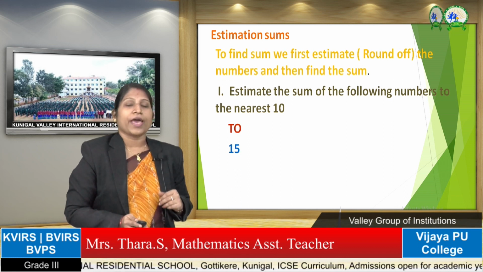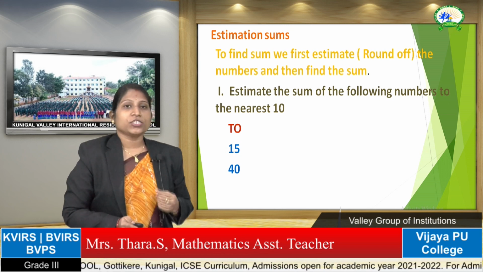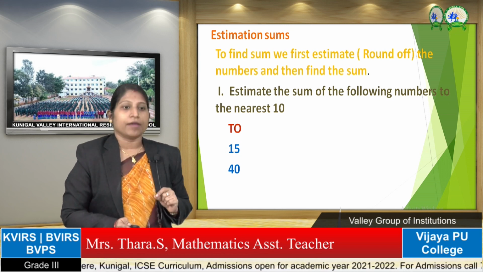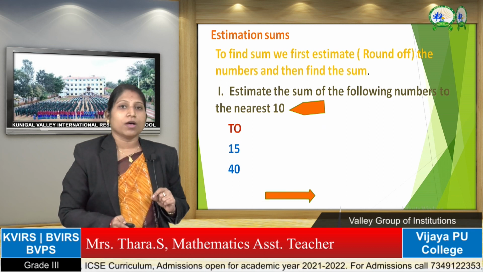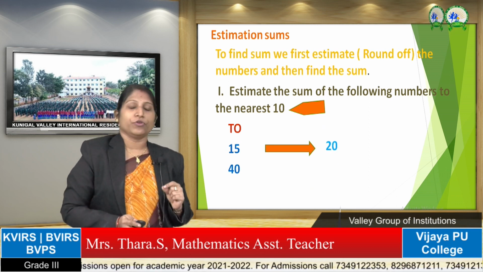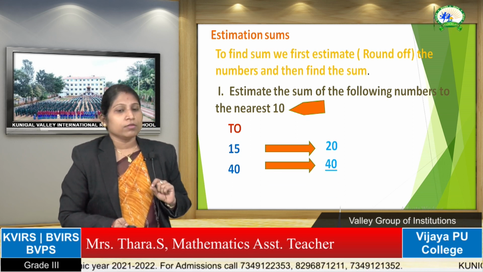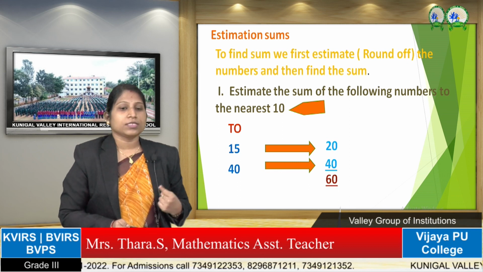Okay, so now we have 15 and 40. First you have to estimate 15. If you estimate 15, what will it become? It becomes 20 if you round up. And 40 becomes 40 only. So 20 plus 40, 60.